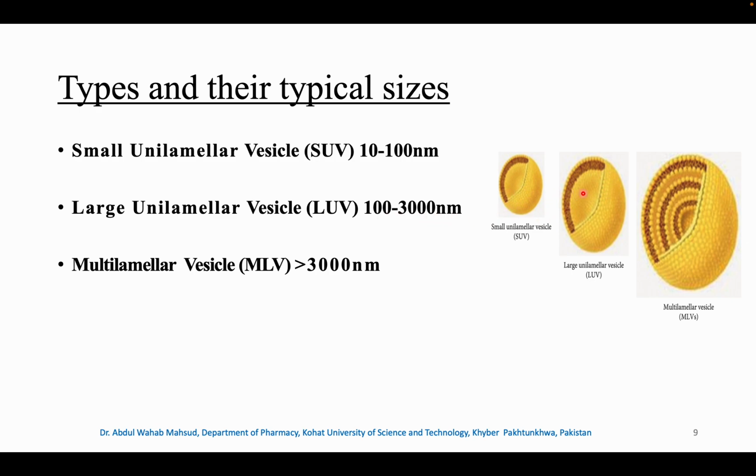It is the small one and it is the large one. It is the large unilamellar vesicle. Multilamellar vesicle size is more than 3000 nanometer. These are the different lamella, as you can see over here. First lamella, second one, and third one. So due to different lamella, it is called multilamellar vesicles.